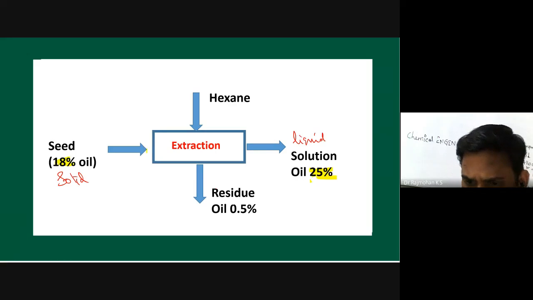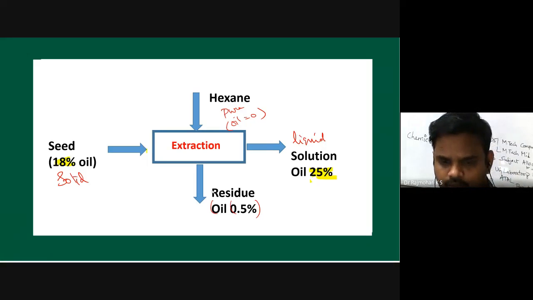So we have a residue. It is given that the residue contains oil of 0.5 percentage. Hexane is pure, so that means oil is 0, right? So these are the conditions we have, so we can solve the problem. We can take a basis of 100 kg of soya bean and proceed to solve this problem.